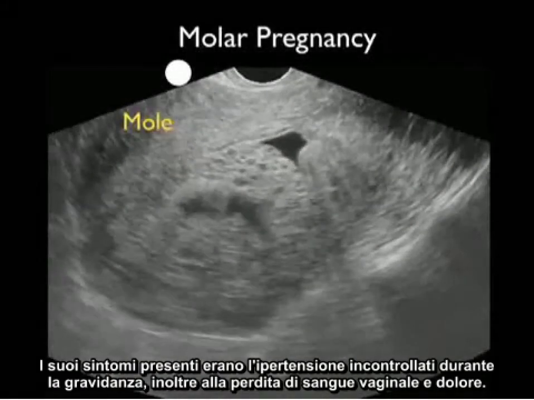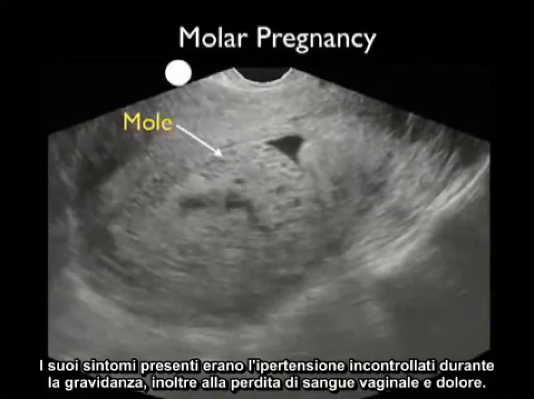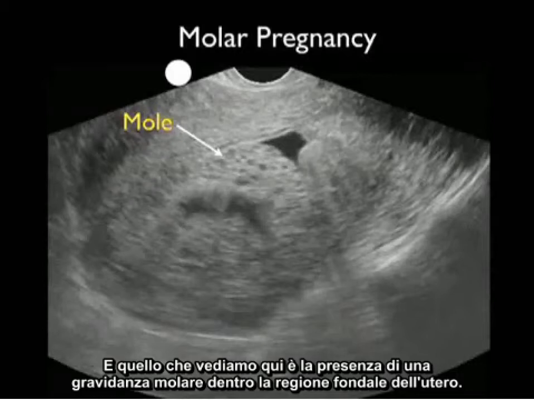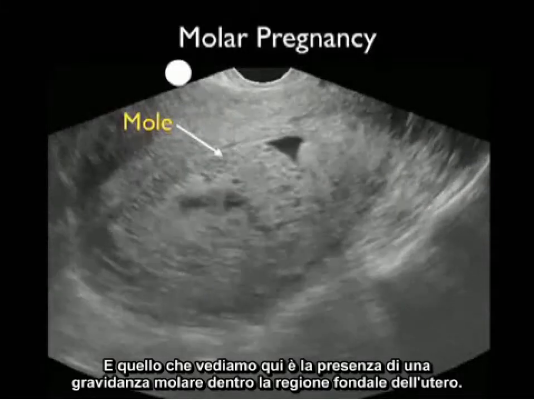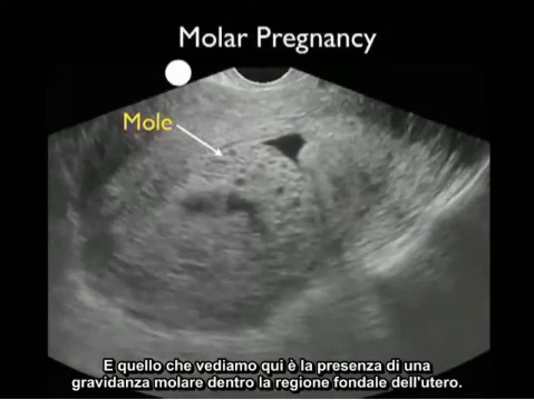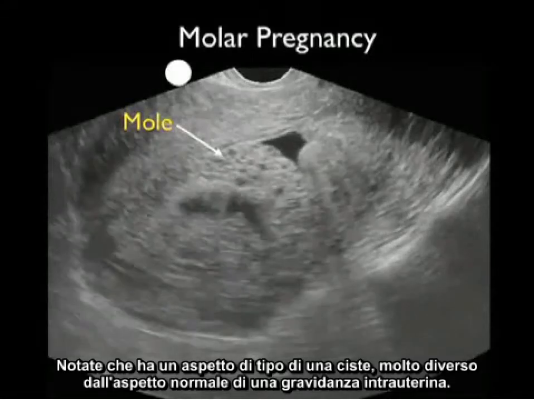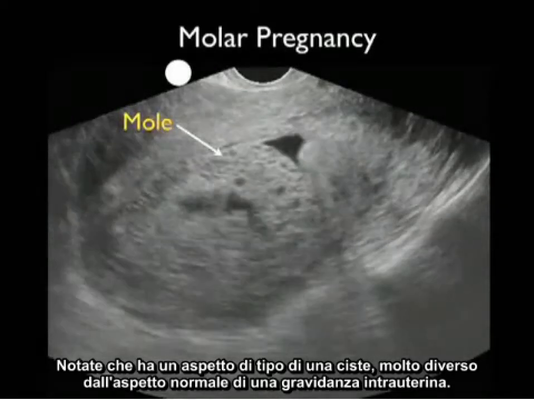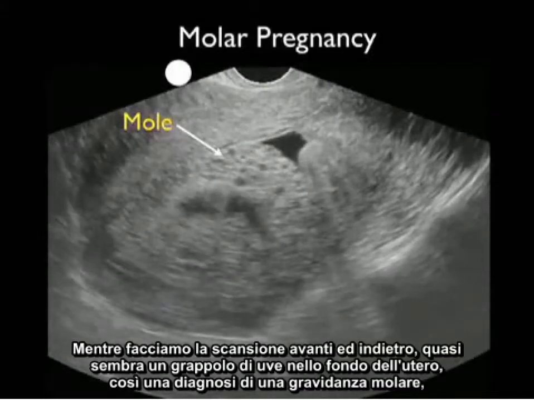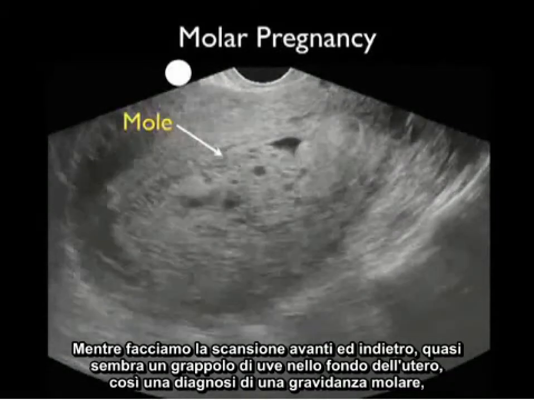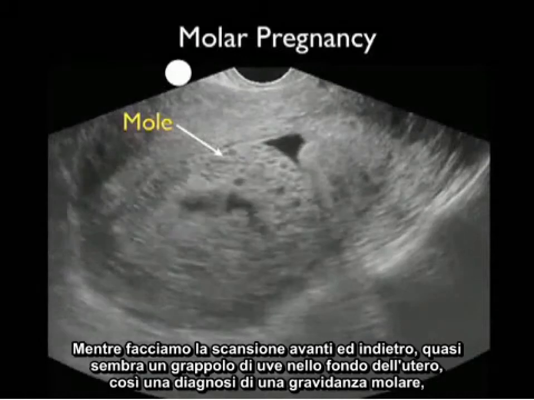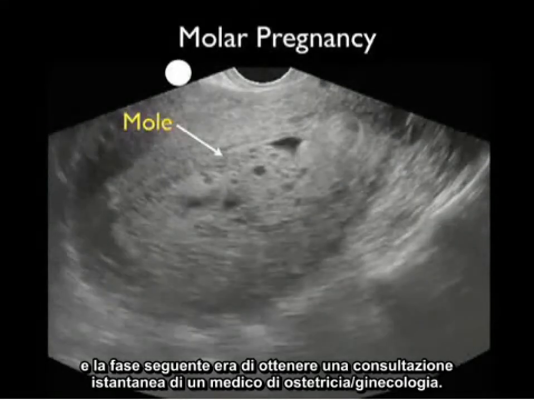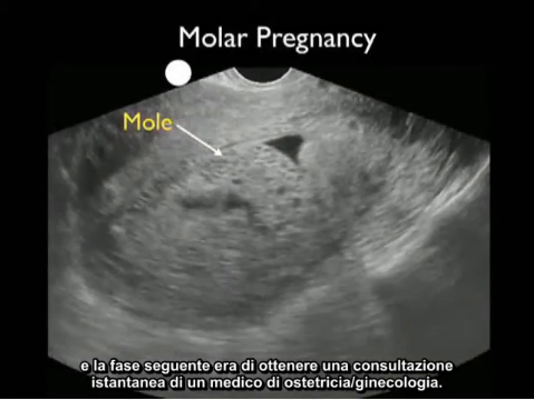Her presenting symptoms were uncontrolled hypertension during the pregnancy, as well as vaginal bleeding and pain. And what we see here is the presence of a molar pregnancy within the fundal region of the uterus. Notice it has a cyst-like type appearance, very different from the normal appearance of an intrauterine pregnancy. As we scan back and forth, it almost looks like a bunch of grapes within the fundus of the uterus. So a diagnosis of a molar pregnancy, and my next move was to get an OBGYN consultation stat.